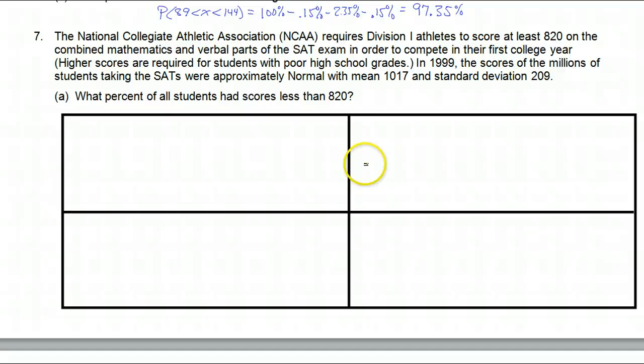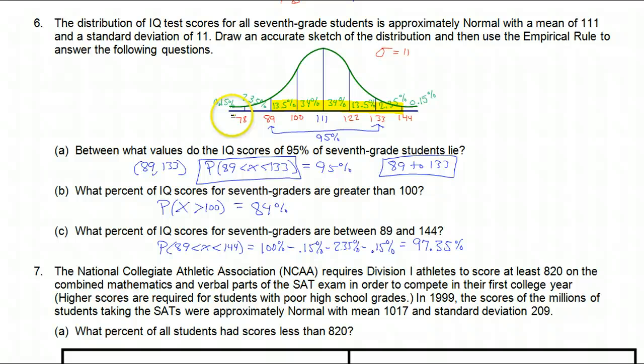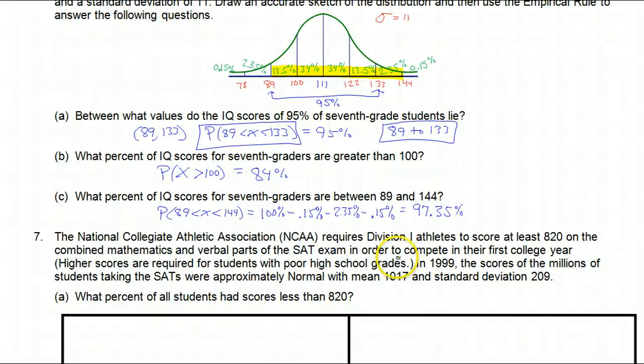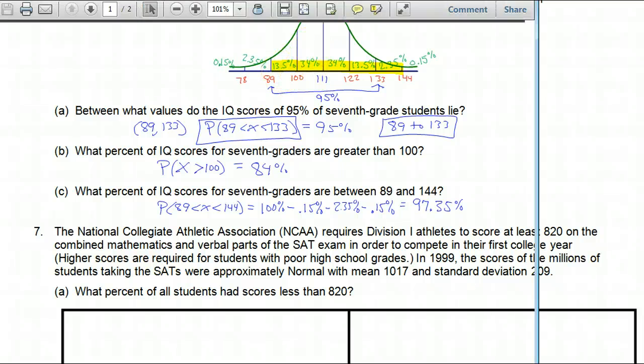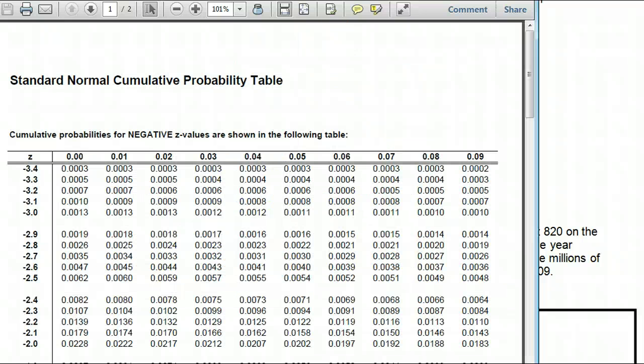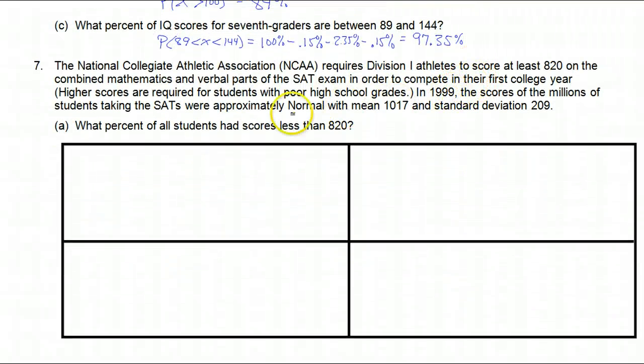Now, the reason why we're not just using this empirical rule like we did before is because 820 is not going to fall nicely on a standard deviation. 820 is going to turn out to be between the lines. So we're going to need to use our z-score table to find those percentages anytime it's not a nice even standard deviation. And to keep our work organized, we've learned to put it into these 4 boxes.